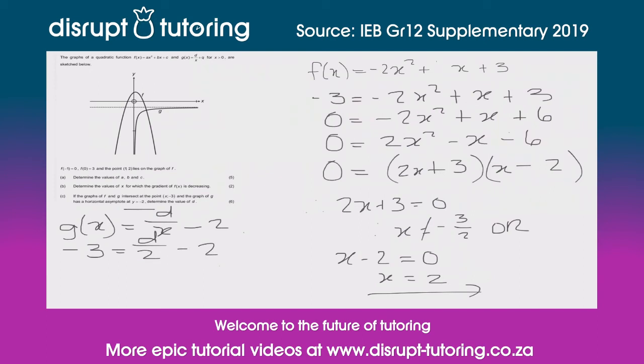Let's multiply everything by this 2 because I don't like having a denominator, so I want to get rid of that immediately. So I'm going to times everything by 2. It's going to be minus 6 equals d minus 4. I'm then going to carry over this 4 to that side, which is going to be a plus 4. So I'm going to have minus 2 equals d, and that should give you a full 6 marks, a very well-deserved 6 marks for this question.